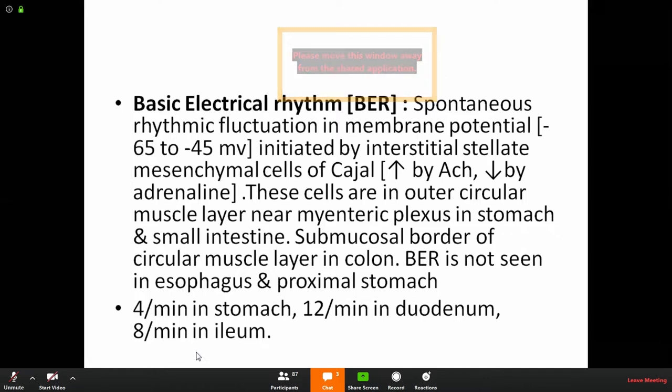If the SA node is not able to generate the action potential, then the atrial muscle fibers and ventricular muscle fibers will not generate the action potential, or they will not generate the contraction. Likewise, if BER is not generated, then there will be no regular rhythmic peristaltic wave of contraction. Though peristalsis can be generated by itself, there will not be a rhythmical, regulated wave of contraction.